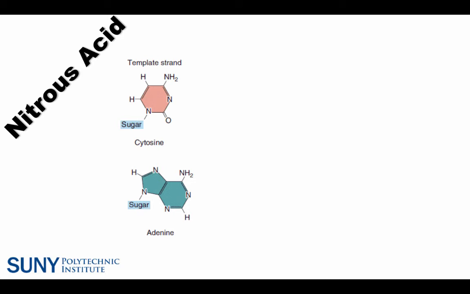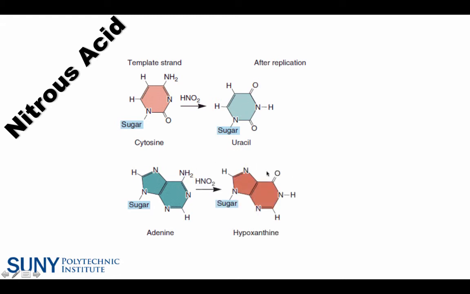to form nitrous acid. Nitrous acid participates in a chemical reaction known as deamination with the nitrogenous bases cytosine and adenine. So here we have cytosine and adenine. In deamination, the amino group of cytosine and adenine are replaced with ketone groups. So here we can see the amino group being replaced with a ketone group. And then in adenine, again, this amino group is being replaced with a ketone group as well.